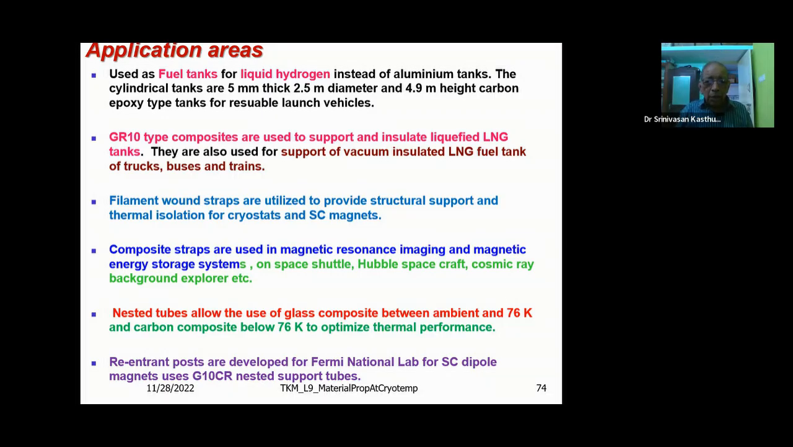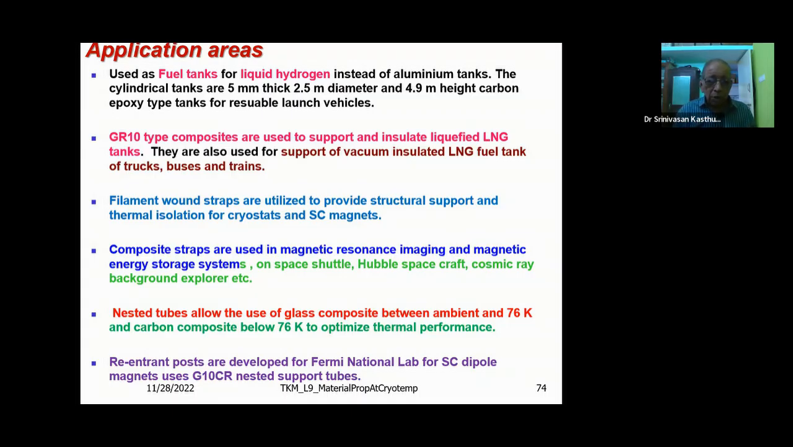Carbon epoxy tanks are reusable. They are also useful because they can be thought of as reusable launch vehicles. Now, G10 type composites are used for supporting. They support the inner vessel and insulate the liquefied LNG tanks. They are also used for supporting a vacuum insulated LNG fuel tank for trucks, buses and trains, etc.